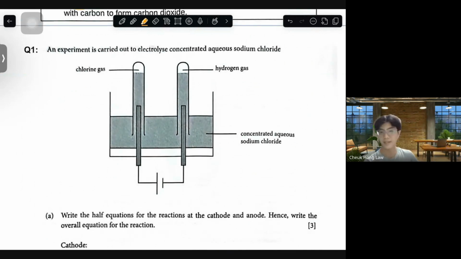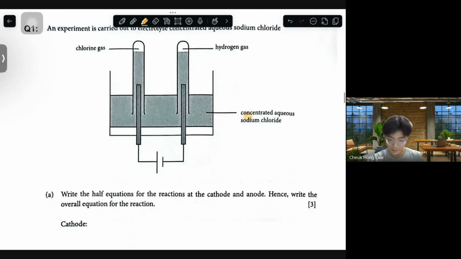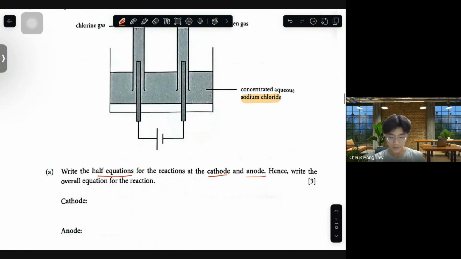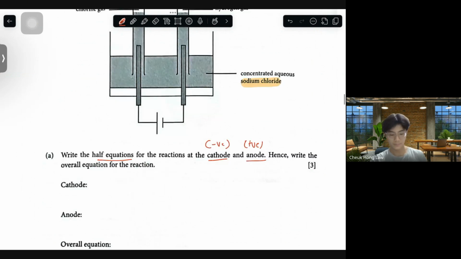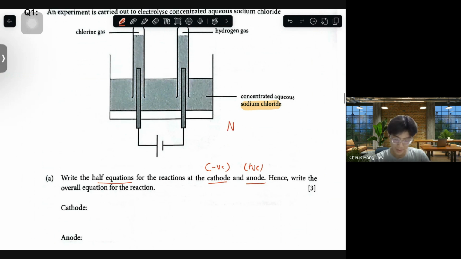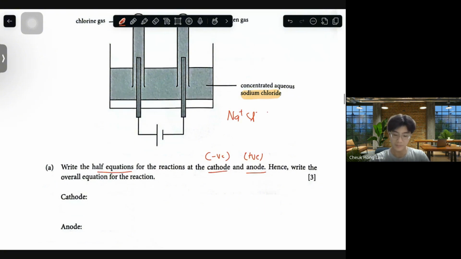Okay, so an experiment is carried out to electrolyze concentrated aqueous sodium chloride. Okay, so this is concentrated aqueous sodium chloride. Write the half equations for the reactions at the cathode and the anode. Just to remind you, cathode is negative here, anode is positive. So what's the first thing I want to do? Write down all the ions. So we have Na⁺, Cl⁻ from sodium chloride. And then from water, we have H⁺ and OH⁻.